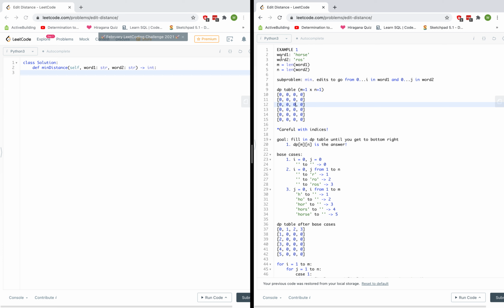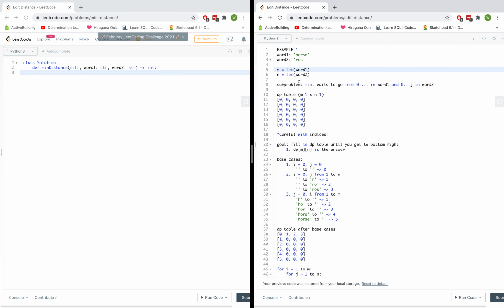Okay, so we're going to build up from one example. Namely, we're going to transform from word1, horse, to word2, ros. In order to do this, we're going to set up some helper variables where m is equal to the length of word1 and n is equal to the length of word2. In order to tackle any dynamic programming problem, we have to consider what the subproblem is. So the subproblem in this DP problem is that we want to find the minimum edit distance between 0 to i in word1 and 0 to j in word2.